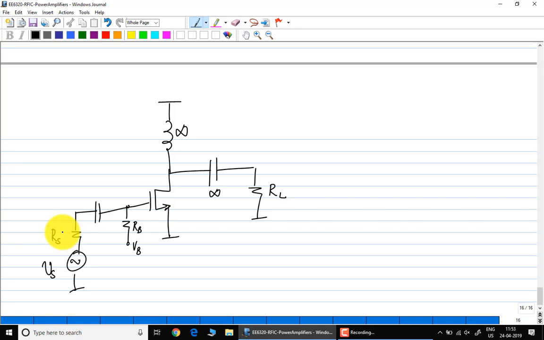Let's look at the input. How do you match the input? Small signal analysis. What is the input impedance of the MOSFET? Rg plus 1 over j omega Cs. How large is Rg going to be? I told you that even at a few gigahertz, Rg will be very small. It will probably be a few ohms. Correct? So it's not going to give you 50 ohm matching. How will you do this?